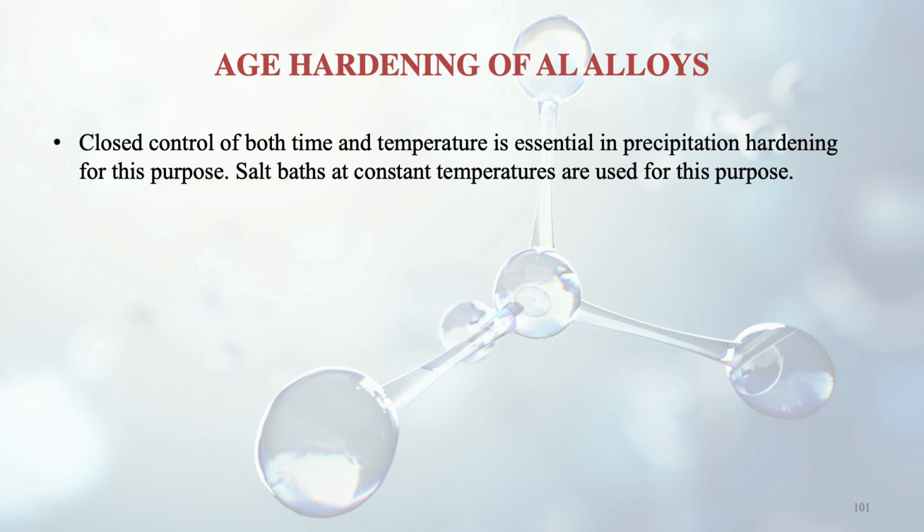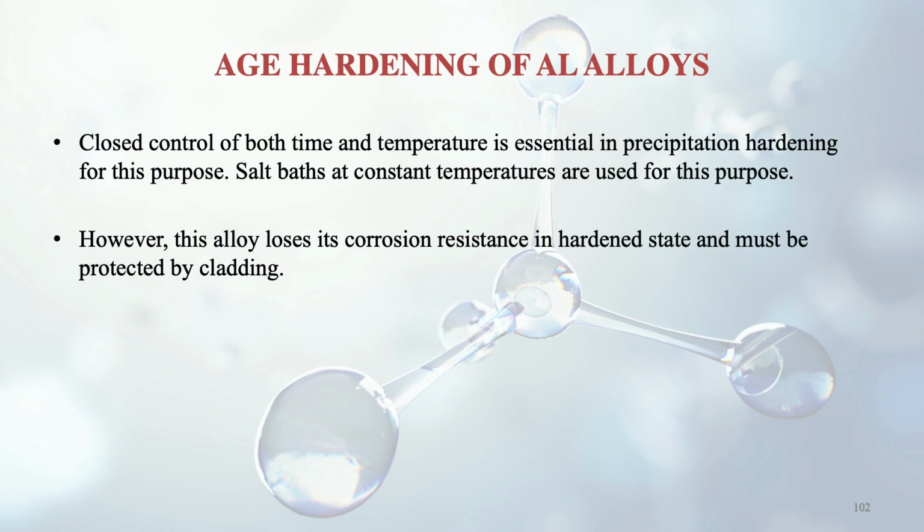Close control of both time and temperature is very essential in this process of precipitation hardening, and for that purpose salt baths at constant temperatures are used. However, this alloy loses its corrosion resistance in hardened state and must be protected by cladding. Suppose it gets hardened, then it will lose its corrosion resistance, and then we will need cladding to prevent it from exposure to different kinds of impurities.